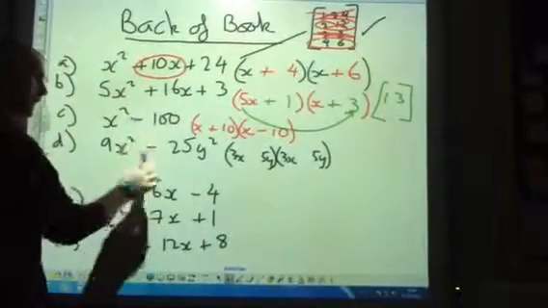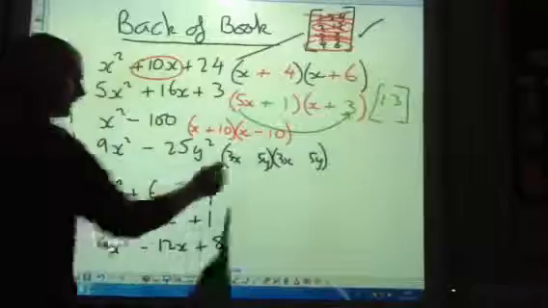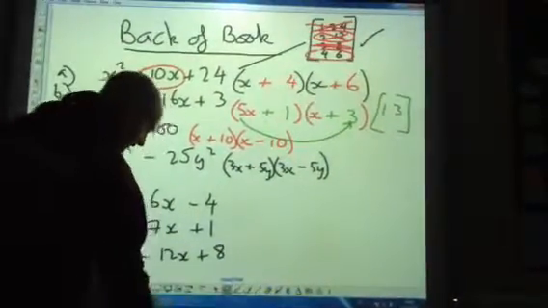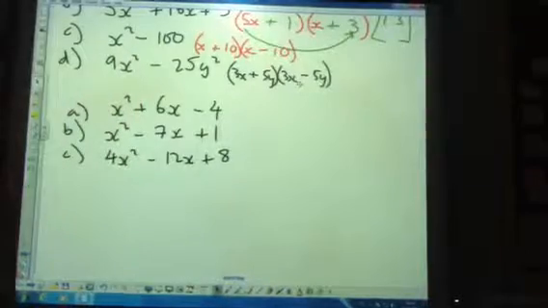To cancel the middle bit out, because there's usually a middle bit in a quadratic, one needs to be plus, one needs to be minus. That's the factorising stage done. Stop that there.